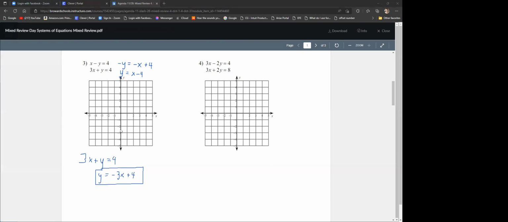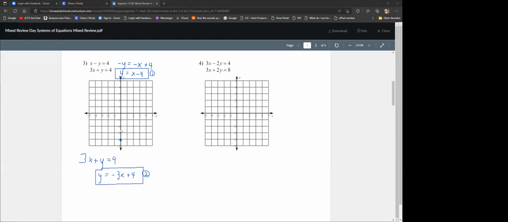Okay, 1 and 2, right? This is 1. This is 2. Let's start at 1. Where's the y-intercept? -4, right? -4 there. Where's the second point? What's the slope here? Look at number 1, not number 2. Number 1, it's just 1. So from this point, what do I do?